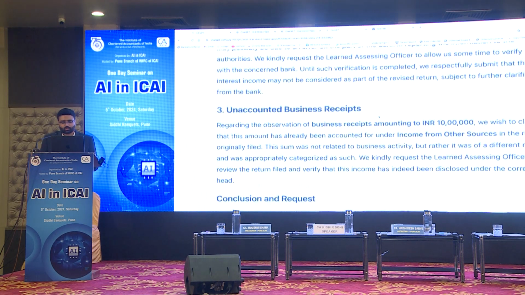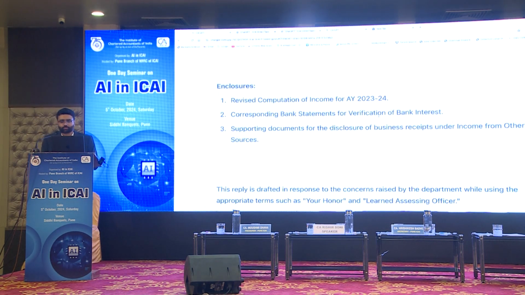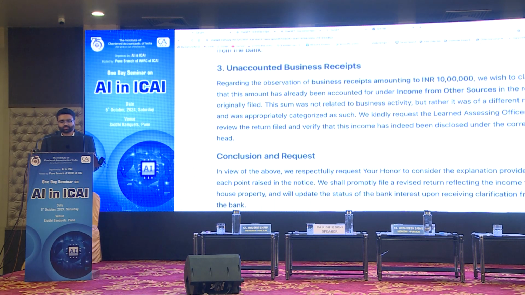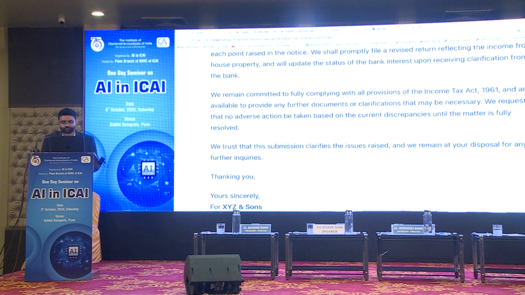Here we can also see the enclosures para, which includes a revised computation of income, corresponding bank statements for verification, and supporting disclosures for the business receipts. For business receipts, we have written that it has already been accounted in income from other sources. Some was not related to business activity, but was rather of a different nature. And then definitely the concluding para.